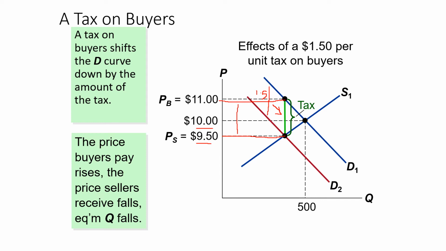So there is a difference of $1.5 between the price of the buyer and seller. And where is that $1.5 going? That is going to the government's revenue.